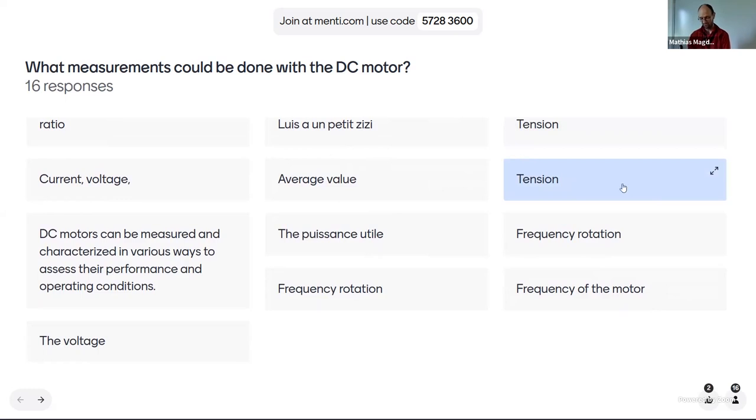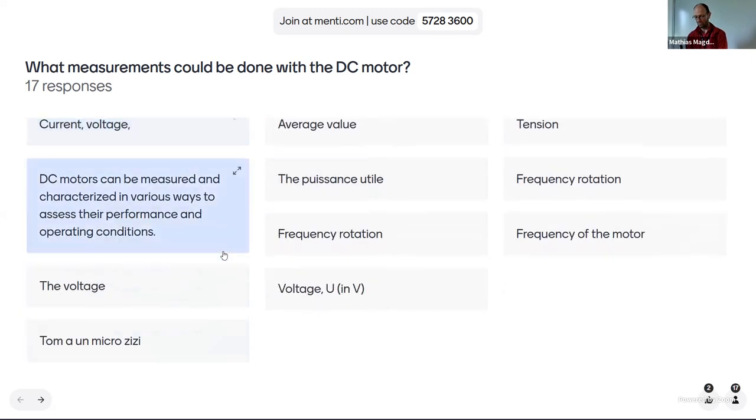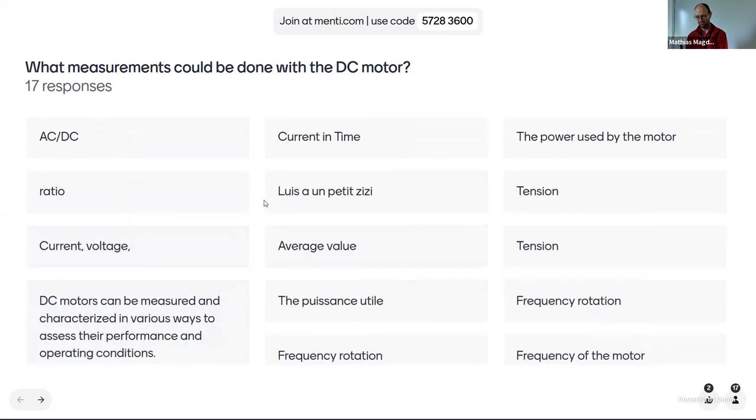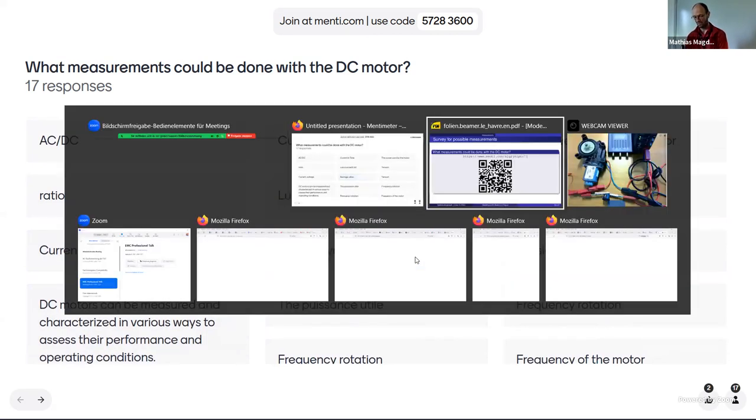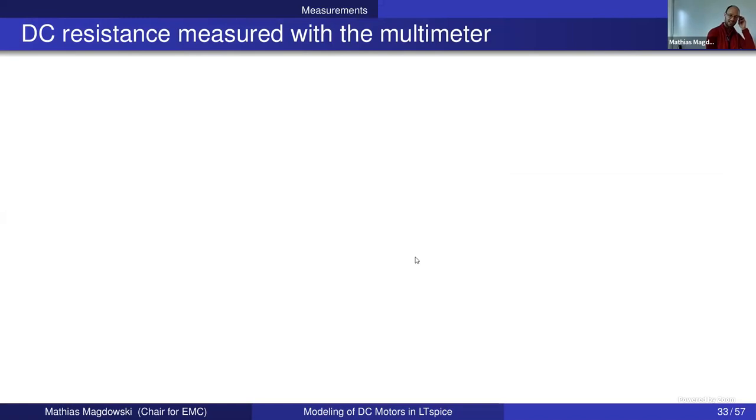Okay, the voltage. And this looks like a ChatGPT answer here. DC motors can be measured, characterized in various ways to assess their performance and operating condition. Was this conversation helpful so far? Please rate ChatGPT. Okay, so thanks for the great ideas. Let's see what we can do. So we can try to measure voltage and current, and try to measure current in time. So I have noted down my ideas.